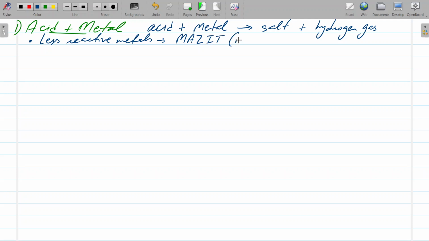So that's magnesium. Can you guess which these are? What's the A? Aluminium. Zinc. Then iron, and T is for tin.